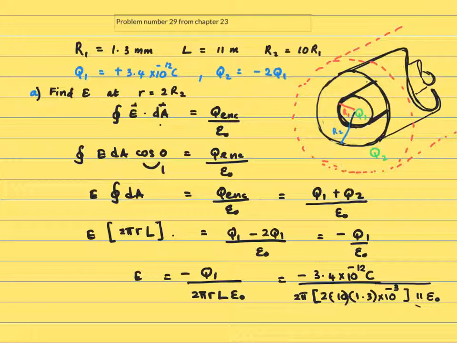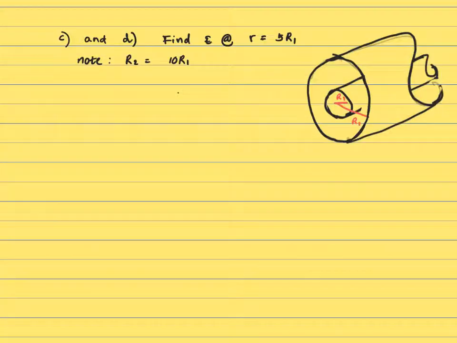The electric field has a negative sign, and that tells us that the electric field is pointed inward. Inward direction. That's part A and part B.